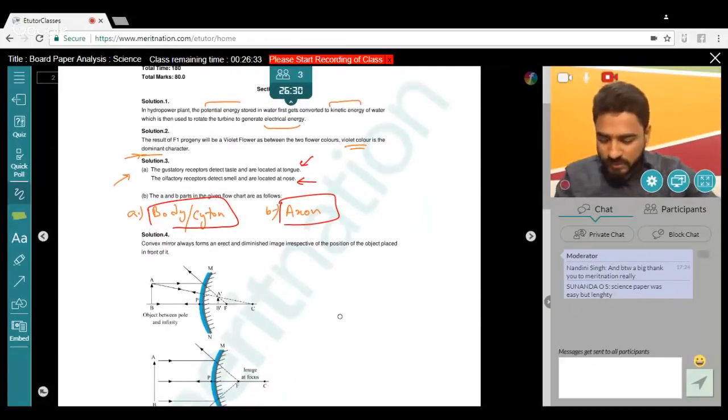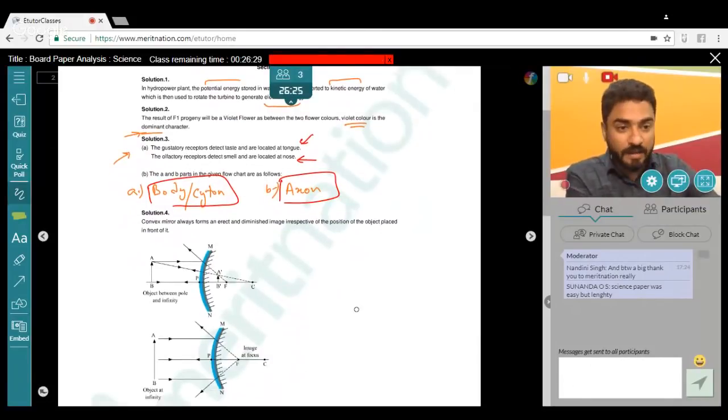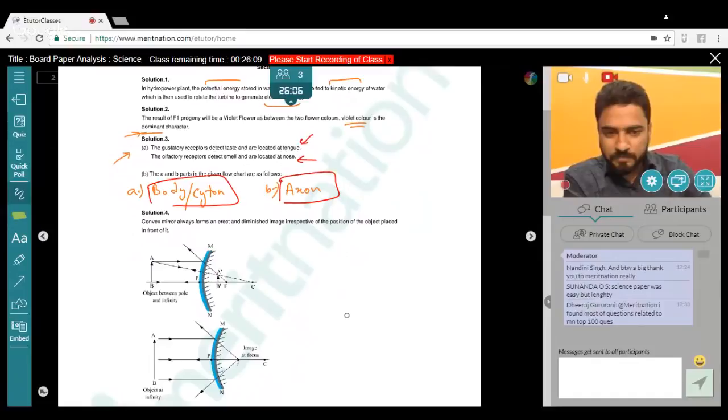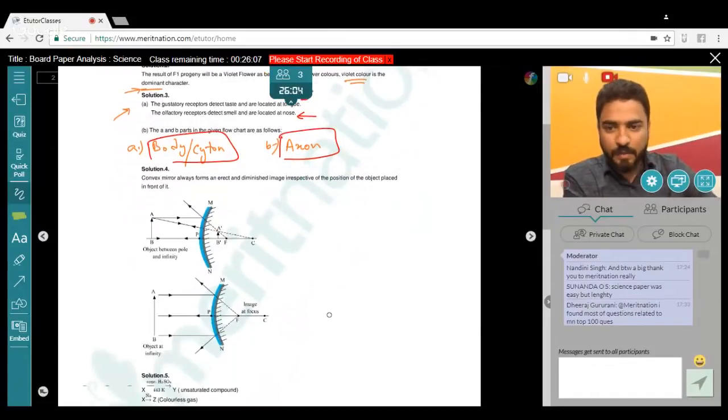Now the fourth question is again based on your physics portion. I had already mentioned in my strategy session that happened on 13th of March that you need to be very comfortable with all the specific cases of the spherical mirrors and the lenses, including the convex mirror. In question number 4, the question has been asked based on the different cases of your convex mirror.